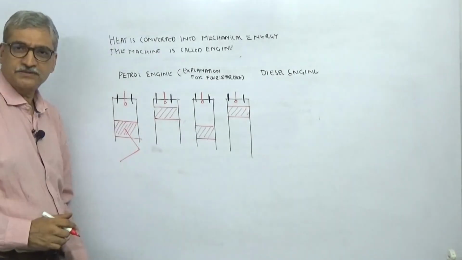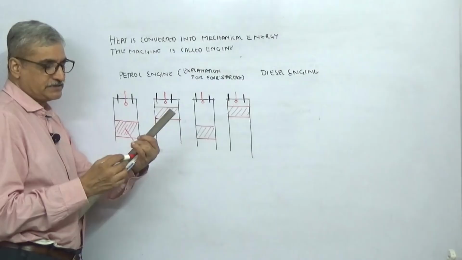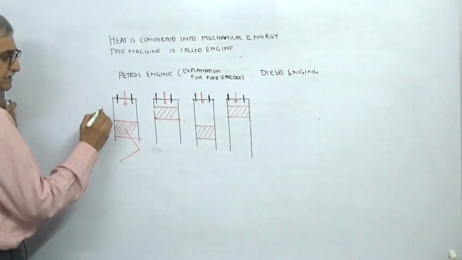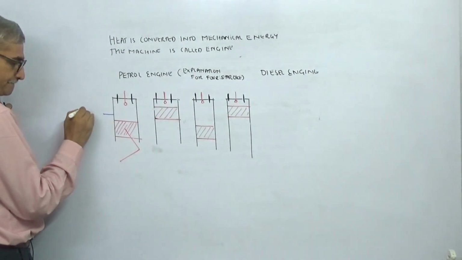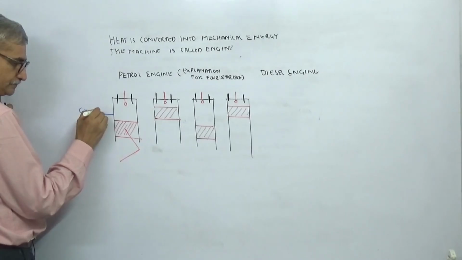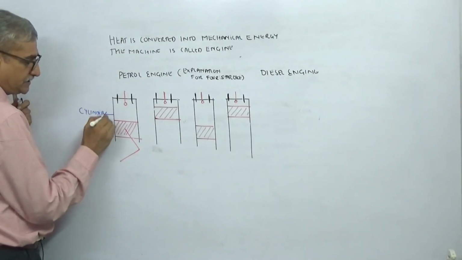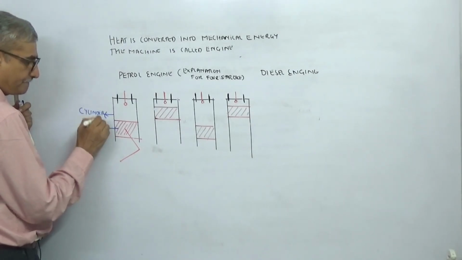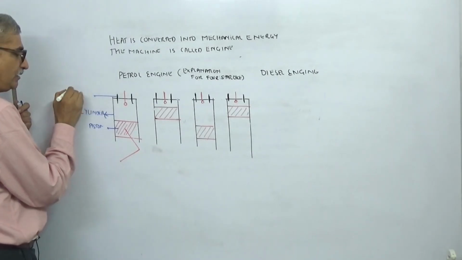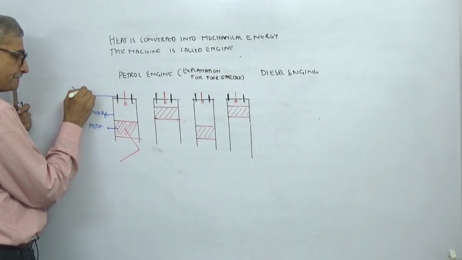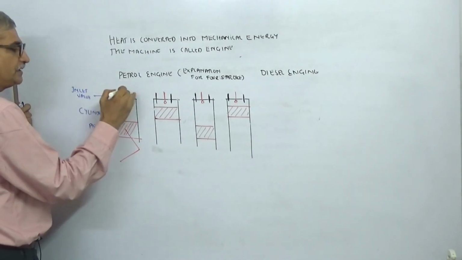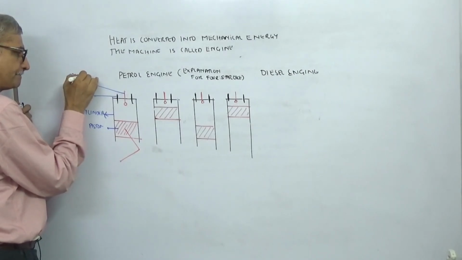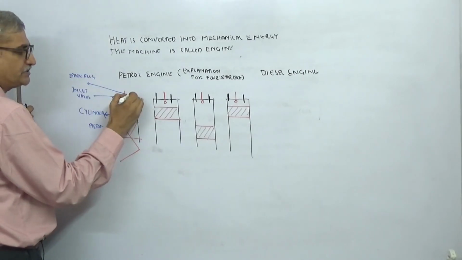What are the strokes? First, let us discuss what these are. This is the cylinder. This red one is the piston. This is your inlet valve. This is your spark plug. And this is your exhaust valve.